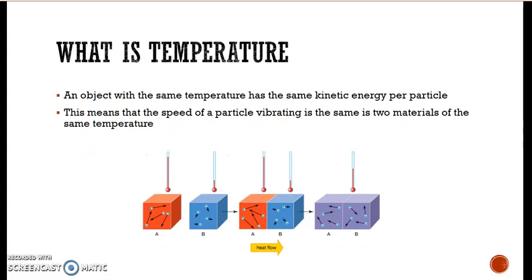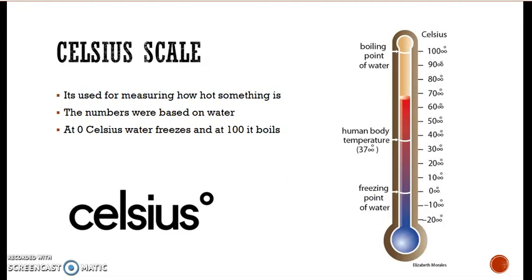But what is temperature? Objects with the same temperature have the same kinetic energy per particle. This means the speed of a particle vibrating in two materials at the same temperature is the same. So what I'm trying to say is that this one is vibrating more than this one, and this one, A, is vibrating the same as B, the purple one. Why? Because they have the same temperature. If they have the same temperature, that means they have the same kinetic energy. That's what it means.